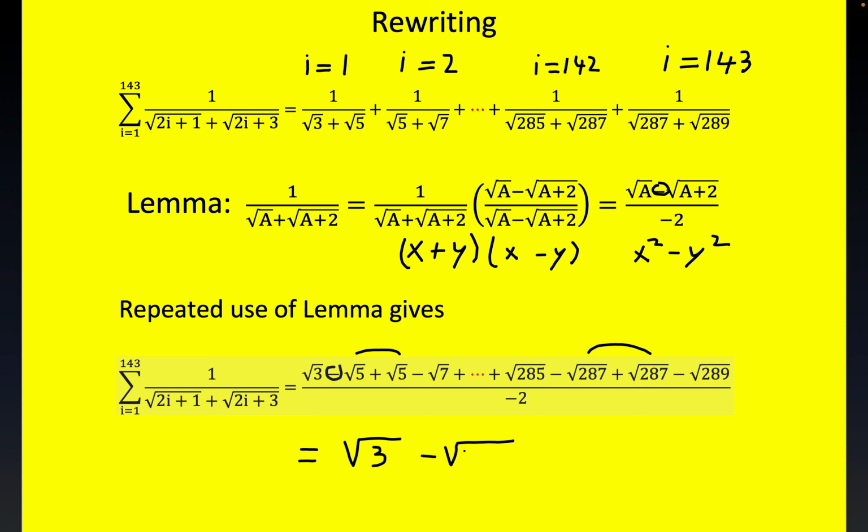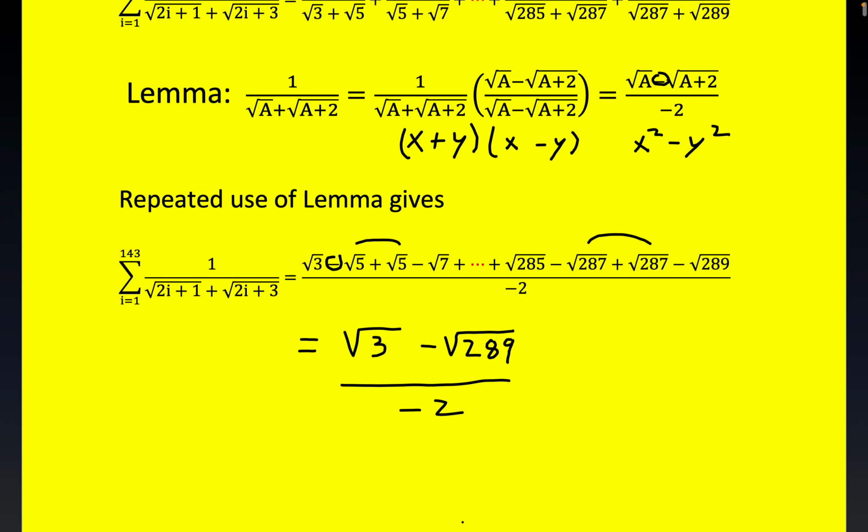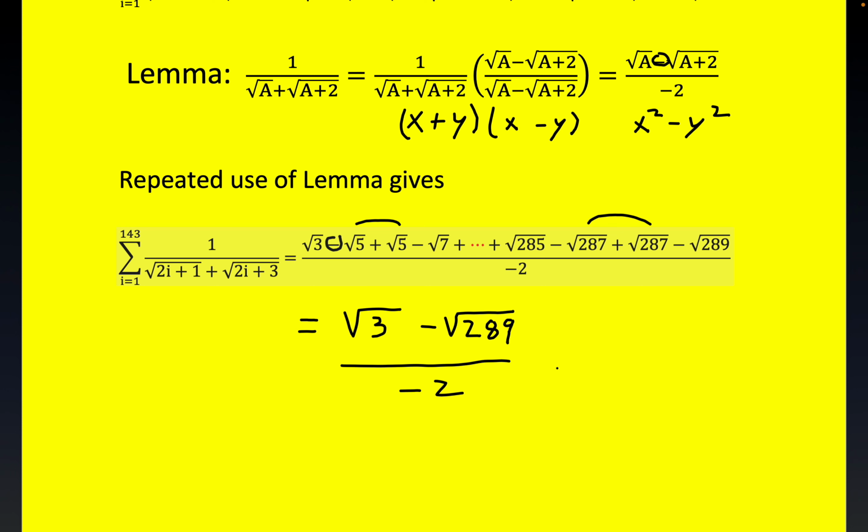Now that number was chosen intentionally. The square root of 289 is 17. 17 times 17 is 289. That's not hard to do, mental math. So you have minus 2 right here. A cleaner way to write this would be root 289 minus root 3, over 2.